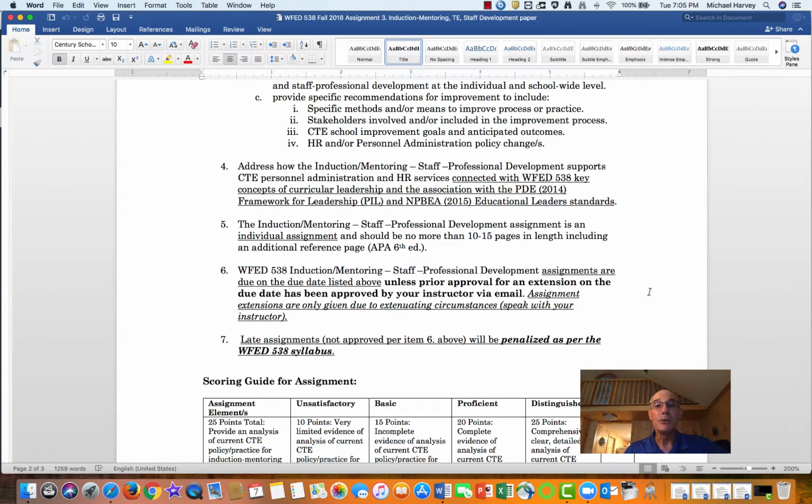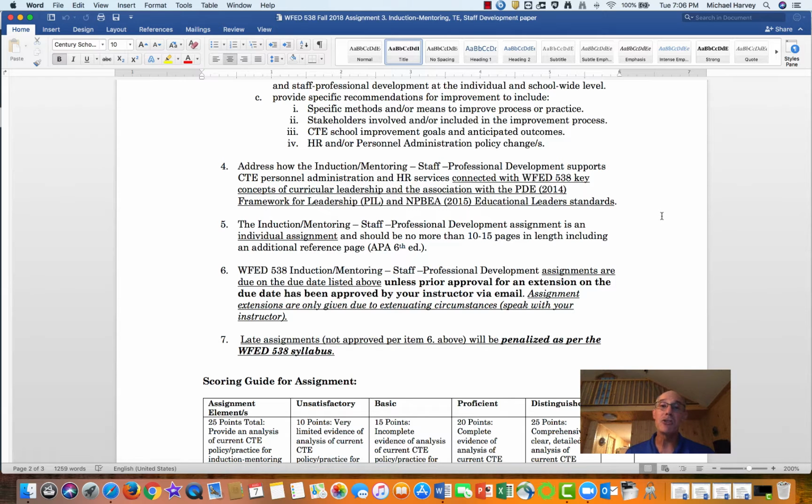Then what I need you to do, in section number 4, is take a look at how these are connected with key aspects of the content that we're presenting in Workforce Education 583 from the textbook perspective, from the legal perspectives as far as statutory framework, and then how these associate with PDE's Framework for Leadership 2014, and also the Educational Leaders Standards of 2015. Associate this back to specific standards and how they tie in.